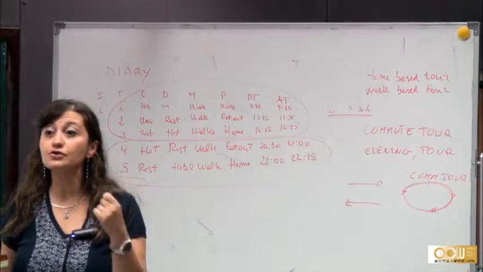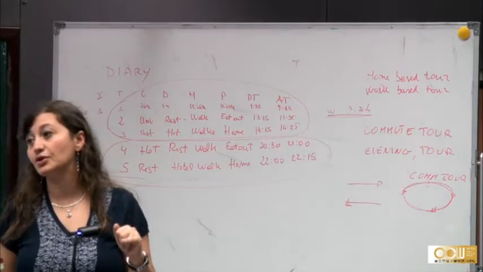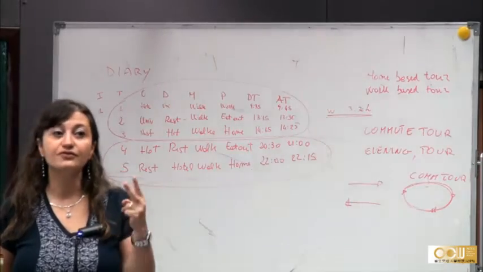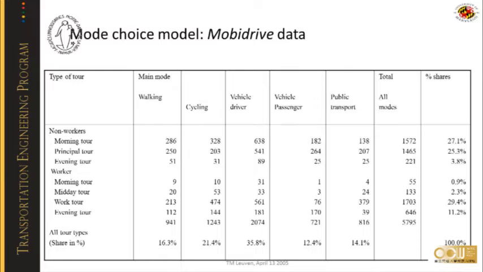So if you just focus yourself on commuting, you are losing 2/3 of the information, or you are not accounting for 2/3 of the trips and of the congestion. Okay, so that's how I was working with my data. And this was quite difficult because there is a lot of data. So this is just the example.